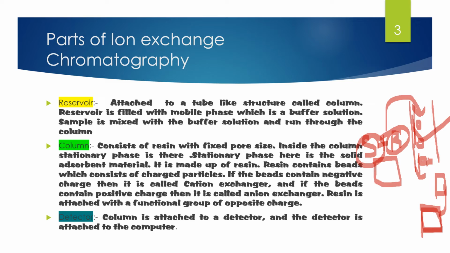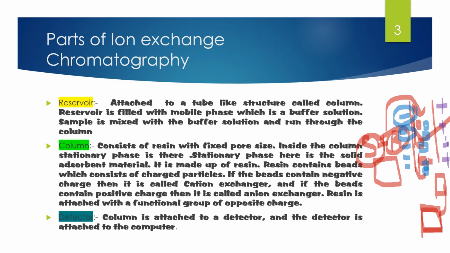Stationary phase here is the solid adsorbent material. It is made up of resin. Resin consists of beads, which consist of charged particles. If the beads contain negative charge, it is called cation exchanger. So we should remember, if these beads are negatively charged, it is cation exchanger, and if these beads are positively charged, it is called anion exchanger.